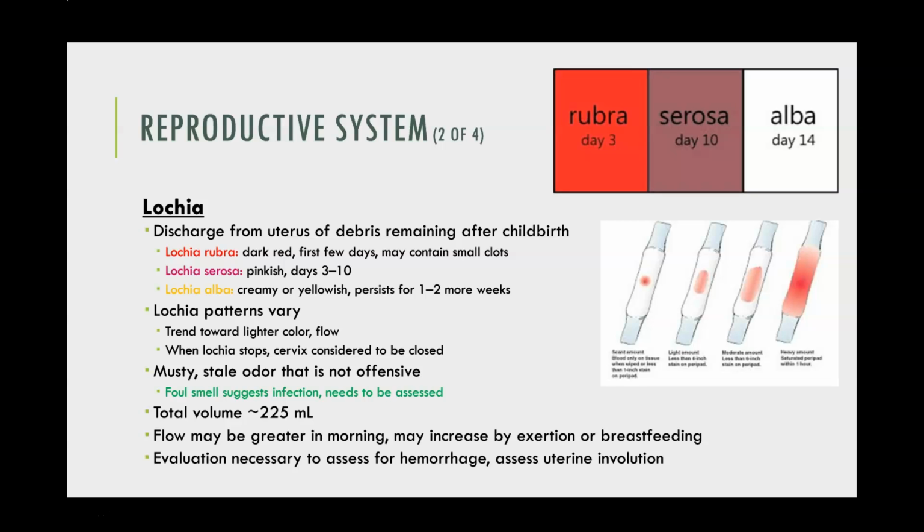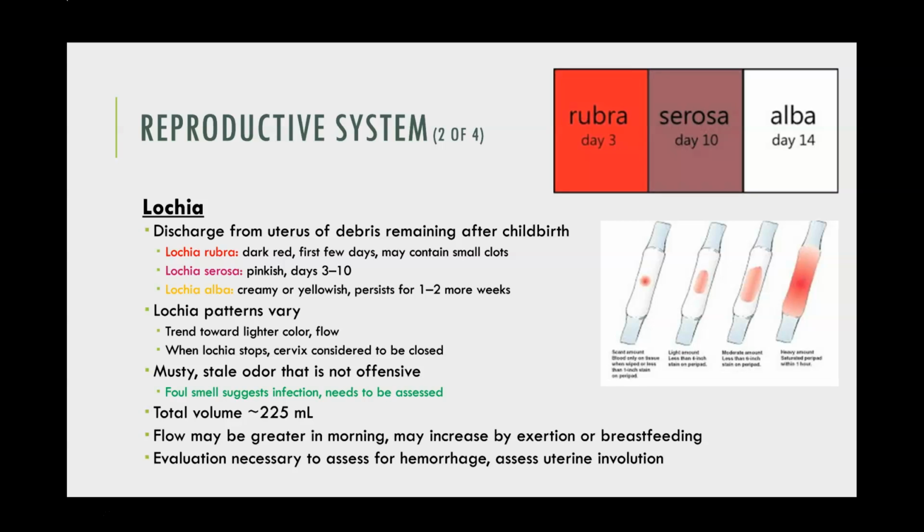Lochia is another thing that we have to talk about whenever we talk about changes that happen in the postpartum period. So lochia is just the discharge that happens from the uterus, and it is basically clearing that debris that remains after childbirth. There are 3 different types. We have lochia rubra, which is dark red, and you see that during the first few days after delivery, usually 0 to 3 days postpartum. And you may see some small clots with lochia rubra, and that is okay. We just watch those people a little closer.